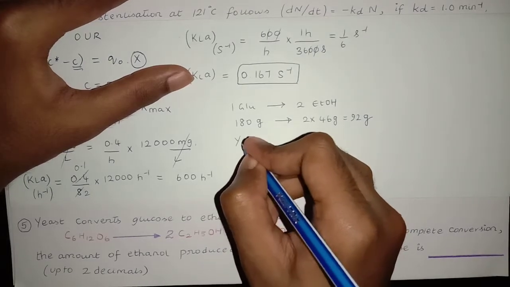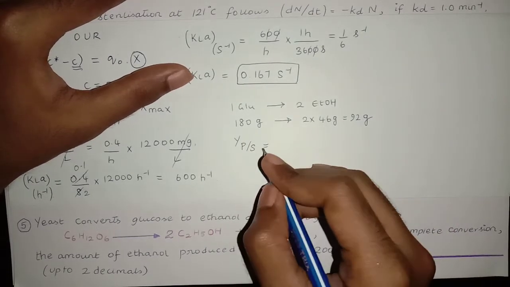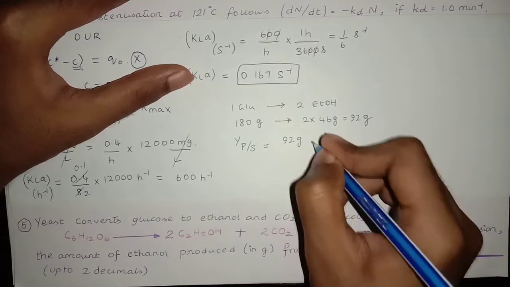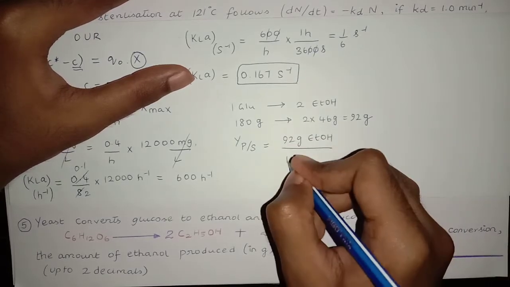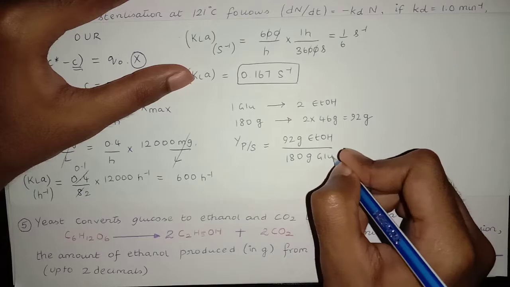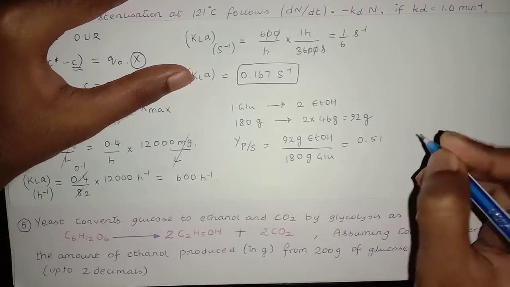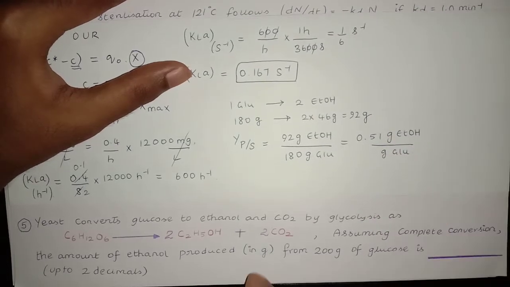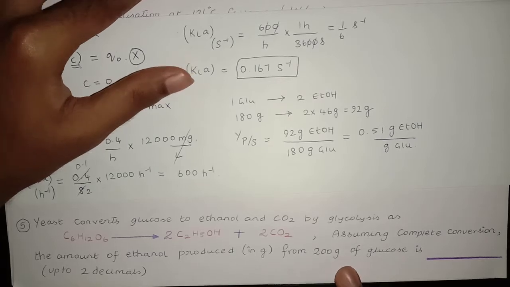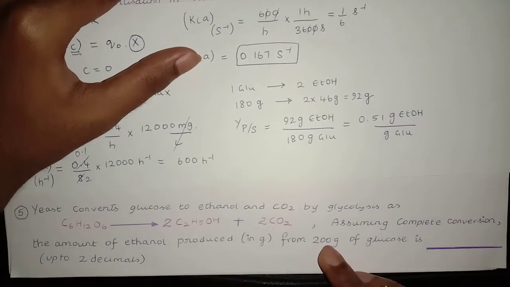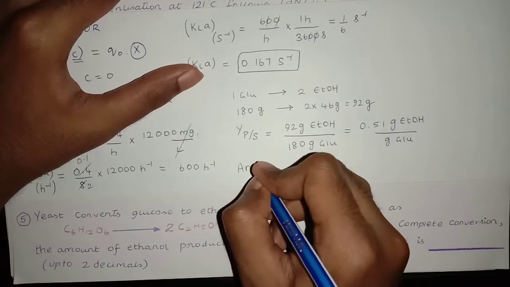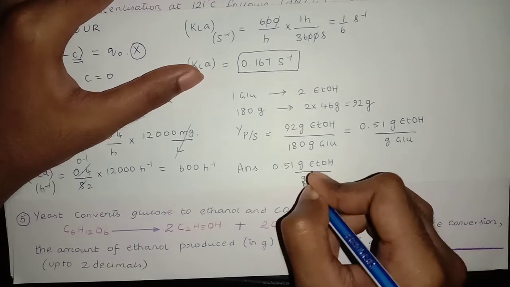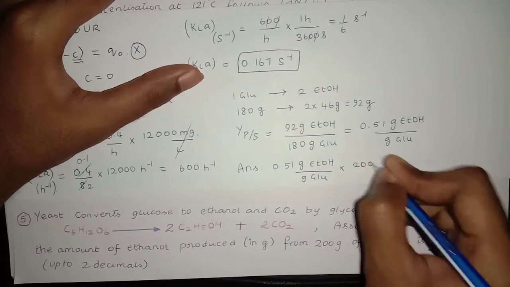180 grams will become 2 into 46 gram, which is equal to 92 gram. Therefore the yield coefficient Y_P/S, that is grams of product formed per gram of substrate consumed or reacted, is equal to 92 grams of ethanol per 180 grams of glucose, which is about 0.51 grams of EtOH per gram of glucose. But we need to find the amount of ethanol produced from 200 grams of glucose. So multiply this value by 200 grams. Therefore the answer is equal to 0.51 grams of ethanol per gram of glucose times 200 grams of glucose.